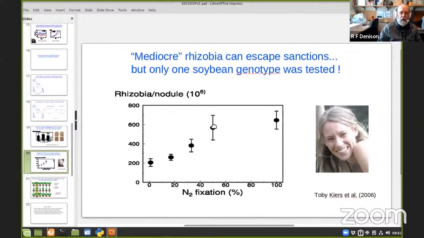So they could divert energy into their own reproduction and still get away with it, because the plant tolerates this kind of moderate cheating. Now, what does this mean in practical terms?